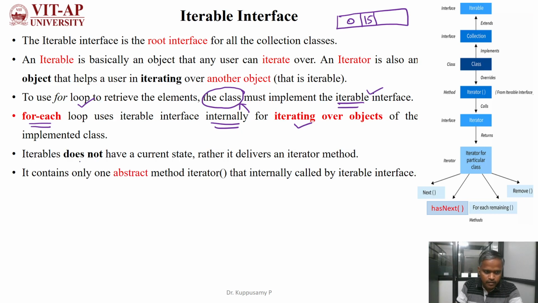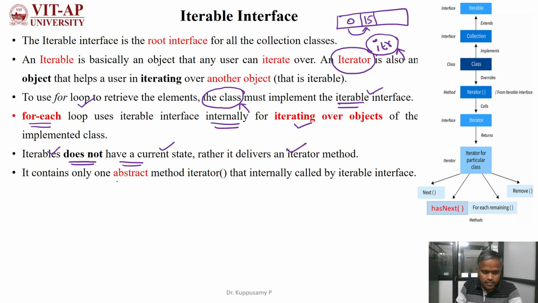Also, Iterable does not have a current state. That means when you are using the Iterator interface, it will use the variable itr as per our previous video. This will return the current value and move the cursor control to the next element. But Iterable will not have the current state. That is the difference between the Iterator and Iterable interfaces.